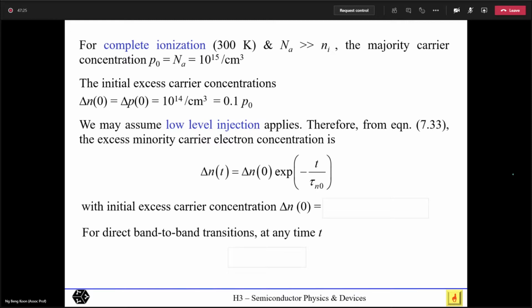And we can just quote the solution from our discussion earlier. This falls under the third scenario, where you switch off the light after steady state condition, and the excess carrier will basically decrease exponentially with time, starting from the initial steady state value delta N of 0, with the characteristic time of the electron. So this initial carrier concentration is 10 power 14, right? And if it's a direct band-to-band transition, then you have delta N of t equal to delta P of t. The two should be the same.